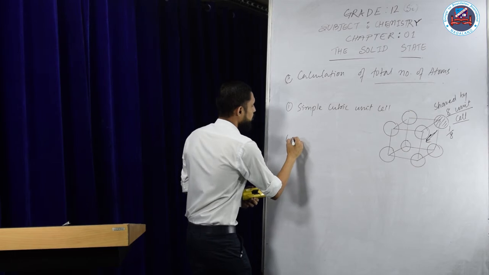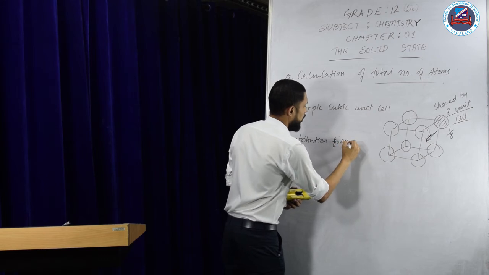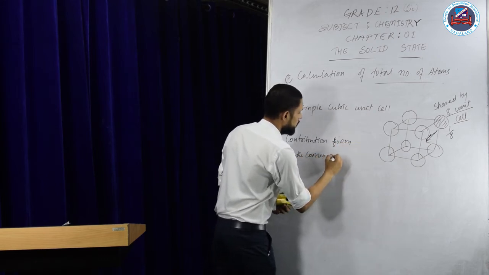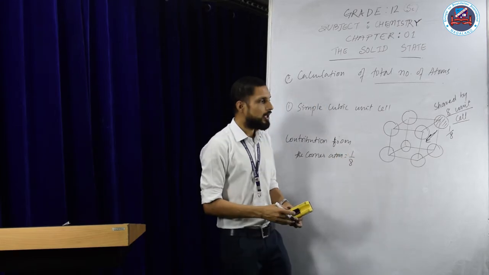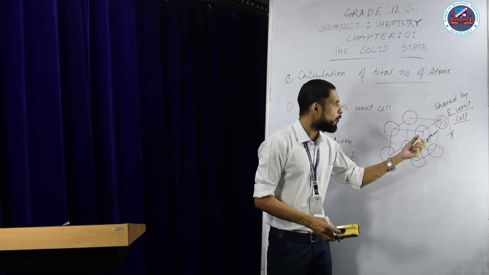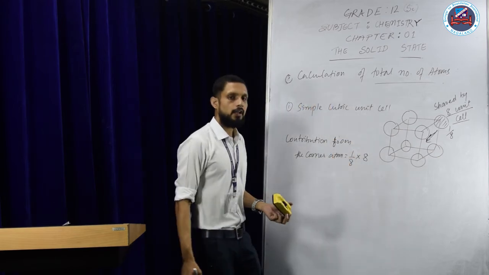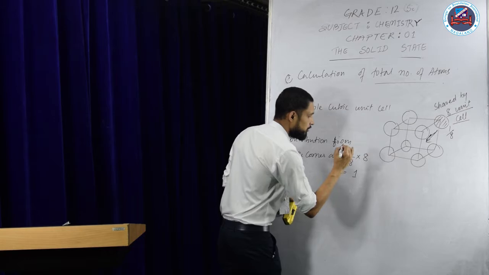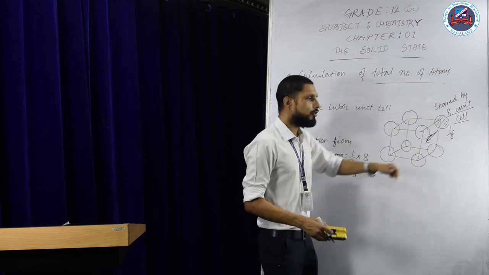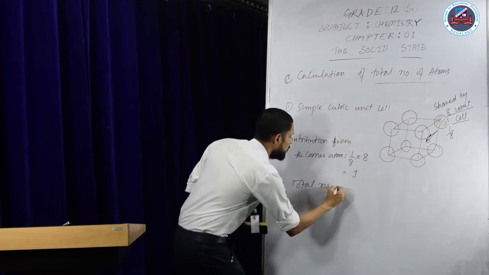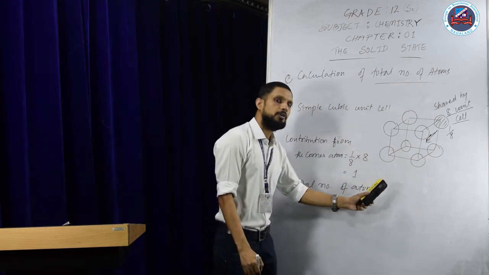That means the contribution from the corner atom is equal to 1 by 8 from each corner atom. Similarly, from the rest of the corner atoms you'll get 1 by 8 each. So you'll get 1 by 8 multiplied by 8. So the contribution from the corner atoms is equal to 1. Now in a simple cubic unit cell, you have only corner atoms. So the total number of atoms in a simple cubic unit cell is equal to 1.